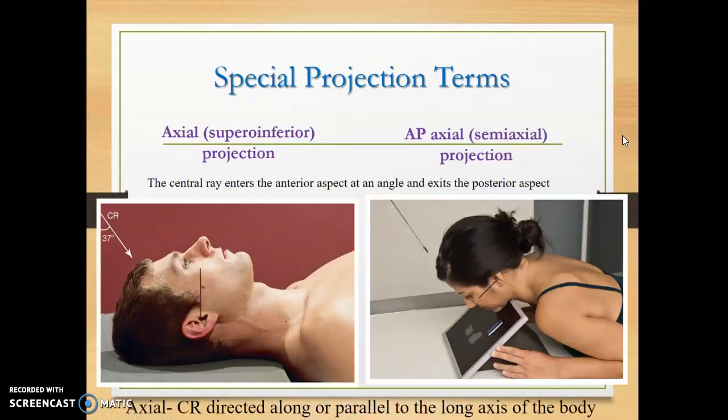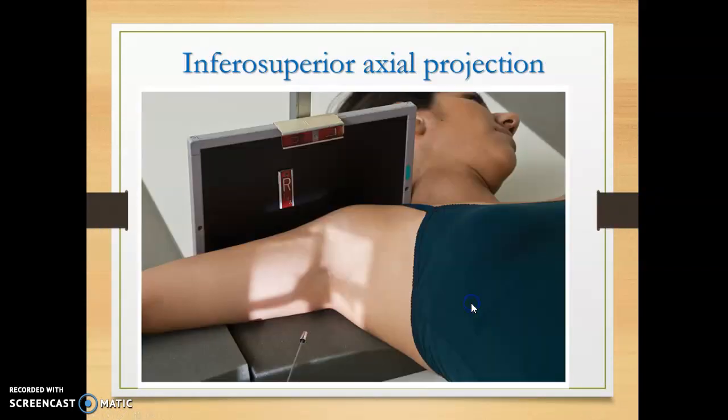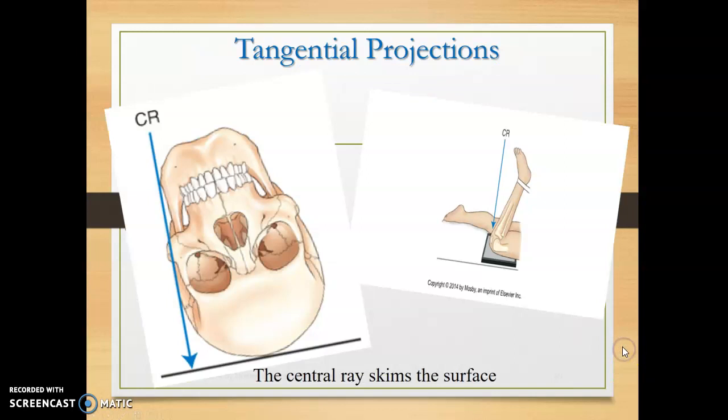There are some projection terms. Anytime you see axial, axial is when the central ray is directed along or parallel to the long axis of a body. This is a superior inferior. This beam is entering the superior part, exiting an inferior part. Semi-axial, this beam is coming down and going along the nose. Inferior superior, this beam is entering the inferior part of her shoulder, exiting the superior part.